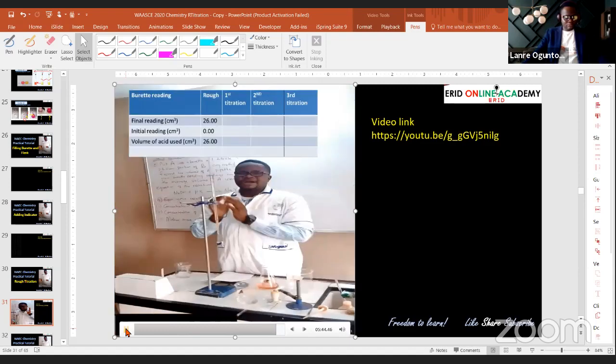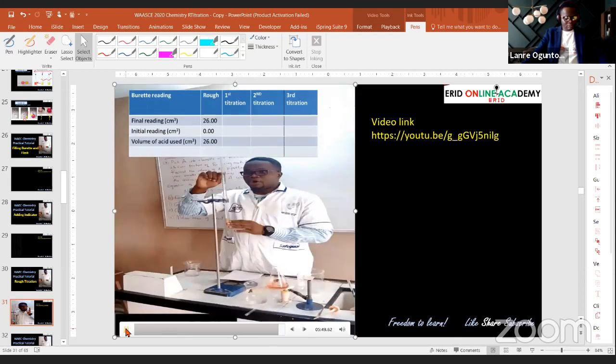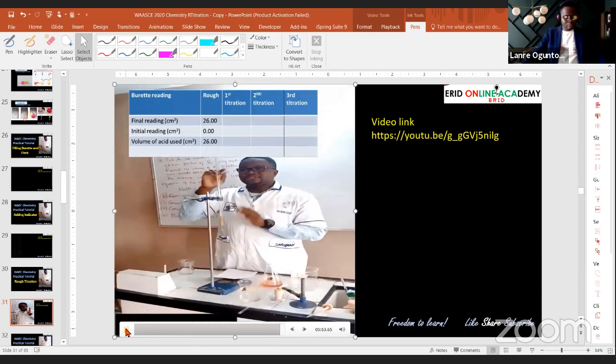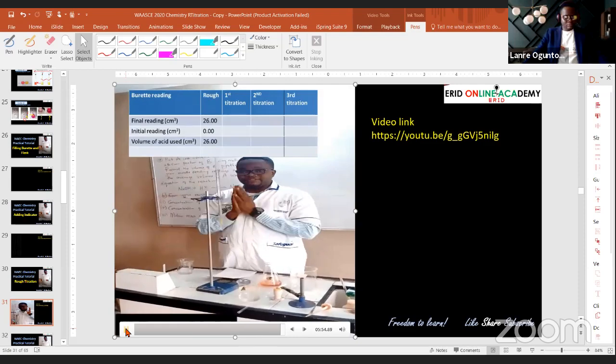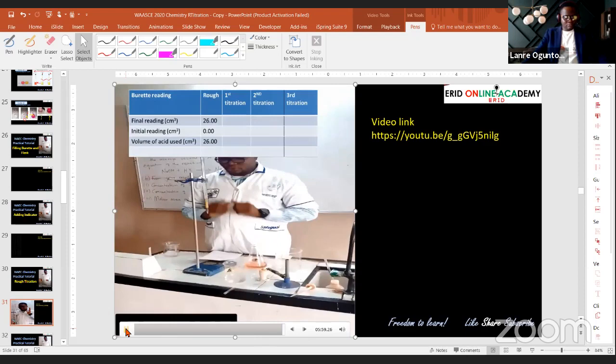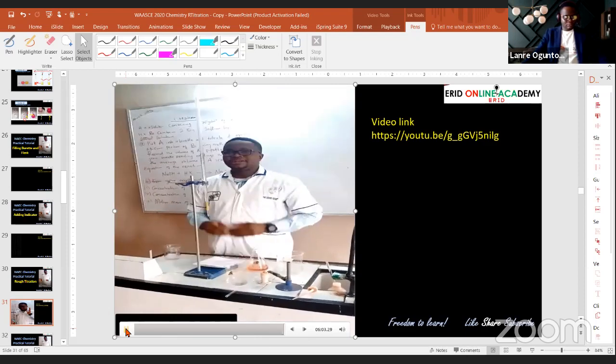I started from 0 and we pour the acid into the base until we get to 26. So 26.0 is my final for my rough titer. So the next thing we'll do now will be to look at how to do the first titer.